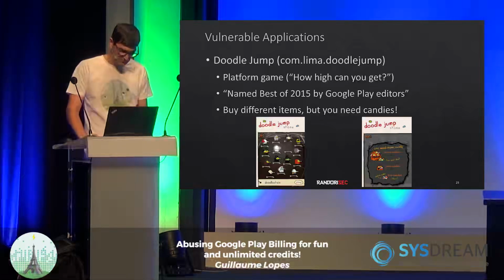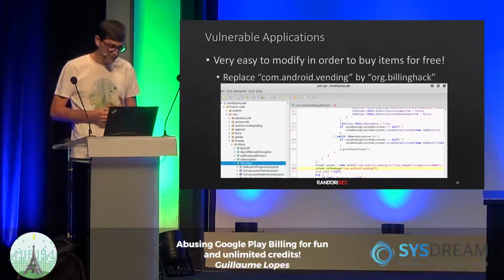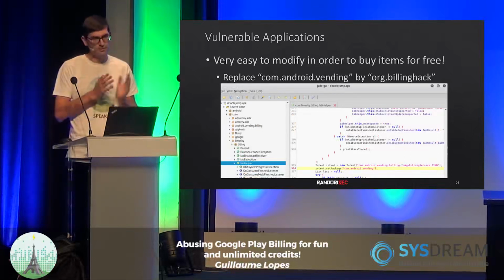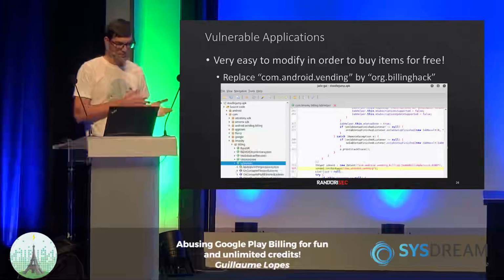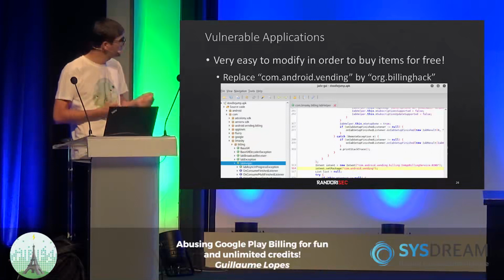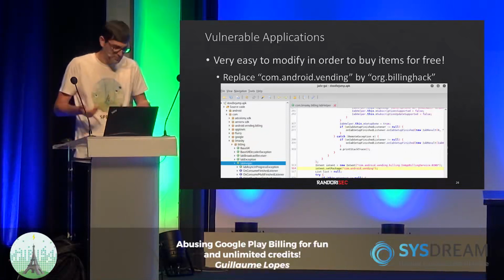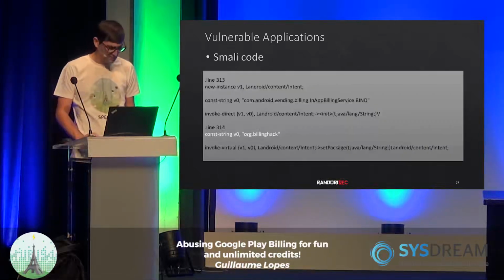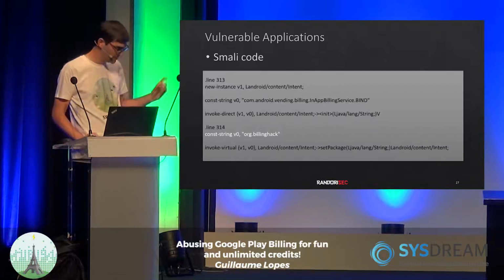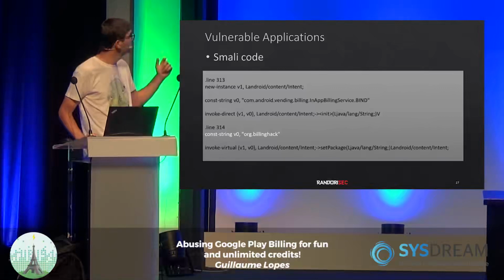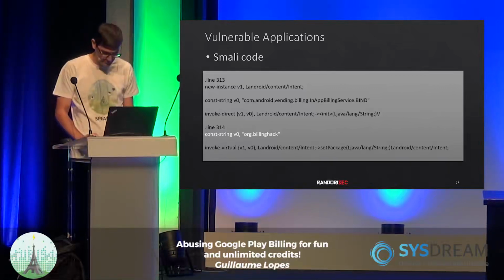If you look at the code of the Doodle Jump application, it's like a copy paste from the Android documentation. They set it well, setting the package to the Google Play app. So now it's mandatory, but they can do it another way. On the bytecode, it's easy to just replace the string com.android.vending by org.billing-hack. So no problem for that.